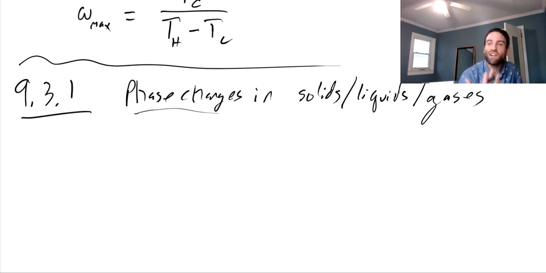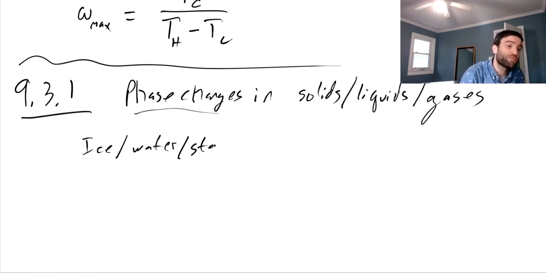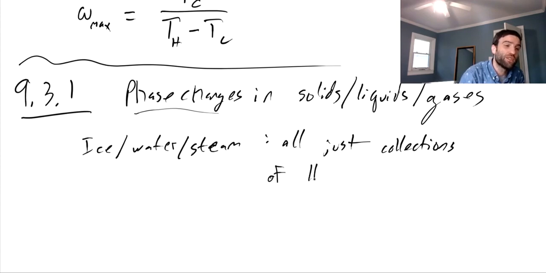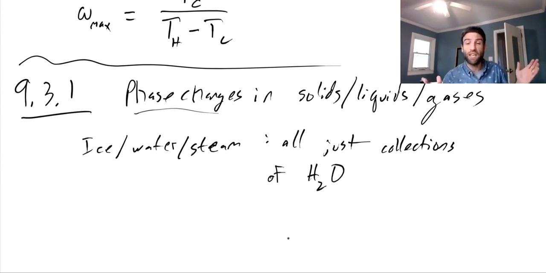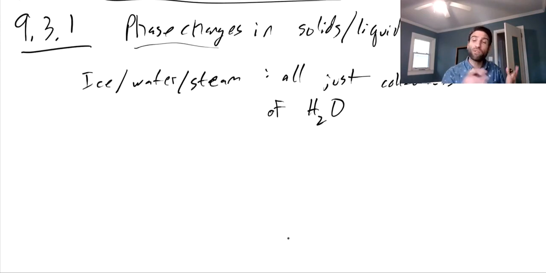So we've already talked in this class that the difference between the properties of a substance when it has different phases, whether it's a solid or liquid or gas, ultimately comes from the differences in the microscopic arrangements of that same set of particles, right? So for instance, ice, water, and steam, these are all just collections of H2O. Collections of two hydrogens and oxygens bound together. And the only differences are how those H2O molecules are arranged, right?